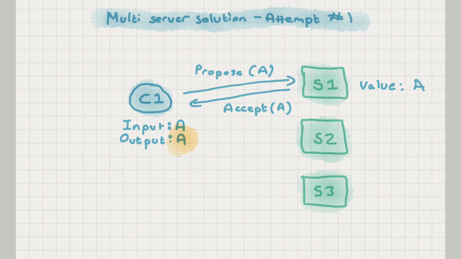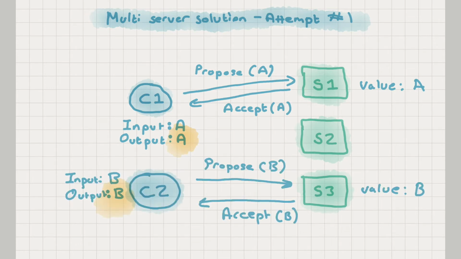Client 1 comes along. Client 1 has the input value A. And client 1 sends the message to server 1 saying propose A. When server 1 receives this message, it writes the value to its persistent storage and responds to client 1 with accepted A. Client 1 can now safely output the value A. Now client 2 comes along, and client 2 has input value B as before. Client 2 is going to send propose B, in this case to server 3. Server 3 is going to write B to persistent storage and respond with the message accept B. It's now the case that client 1 and client 2 have learned different output values.